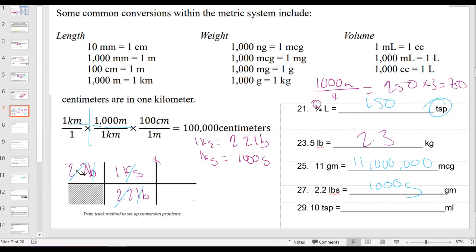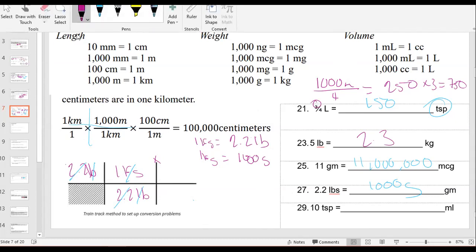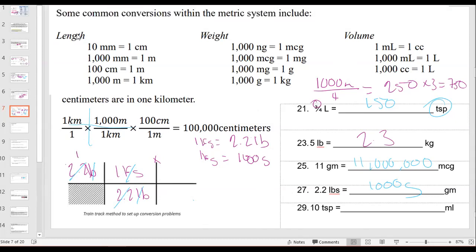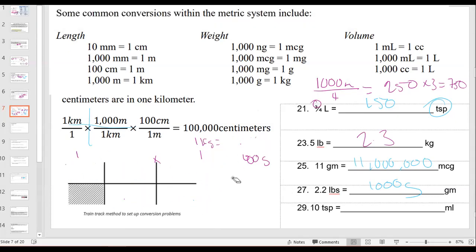So whenever we're canceling, we're just making it 1. Because whenever we multiply by 1, do we change anything? No, right? It stays the same. So that's just 1, and that's just 1. And then what I have left over was 1,000 grams over 1 kilogram. Okay. And that's just 1 times 1,000 and 1 times 1 kilogram. And then the next one, we have 10 teaspoons equals how many mLs?